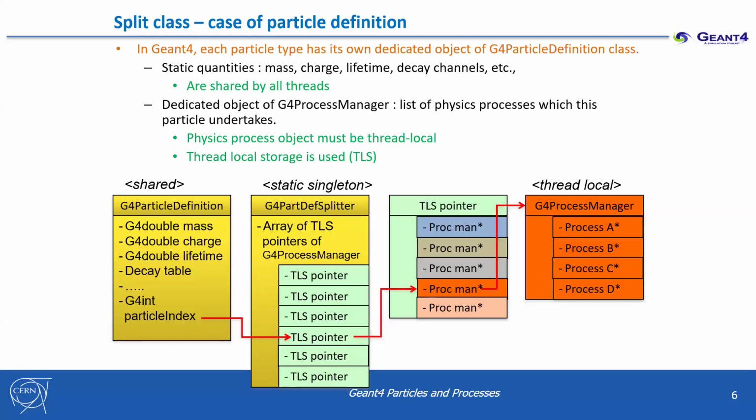And in the middle of this cartoon, there is a class which is the process manager. Using a splitting mechanism, the process manager can be accessed from the particle definition and knows the list of processes in each thread. And for that, the particle definition splitter is used for this process manager to perform this function.